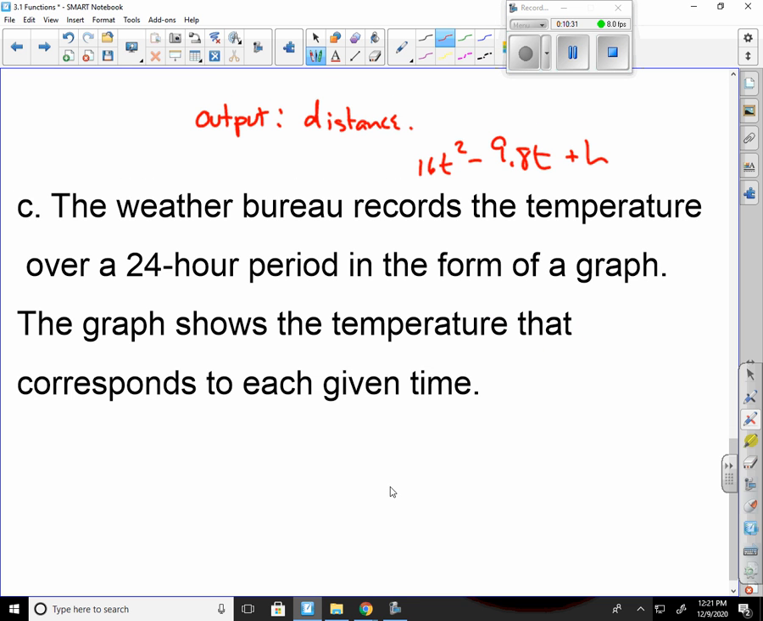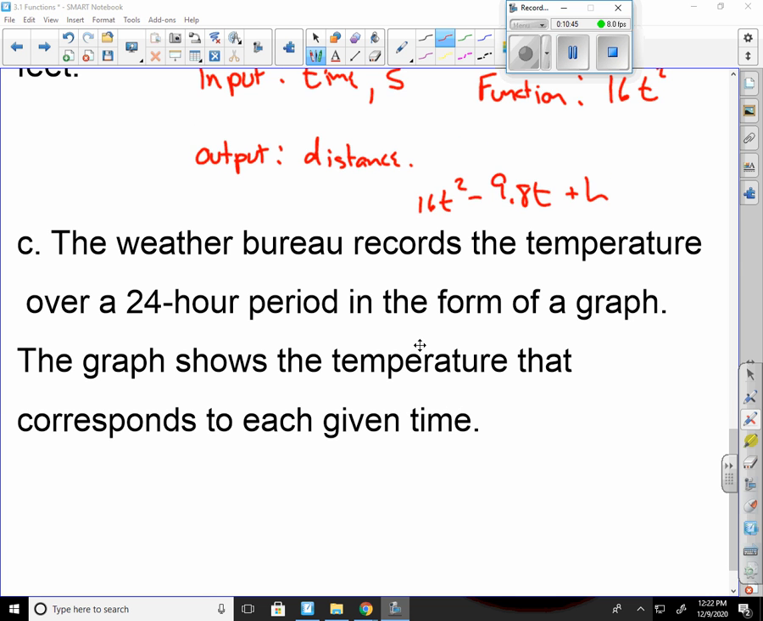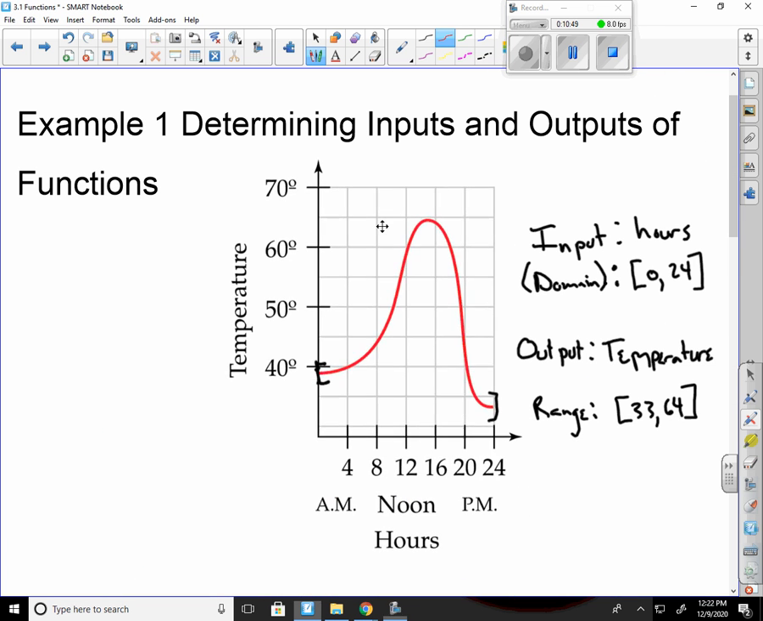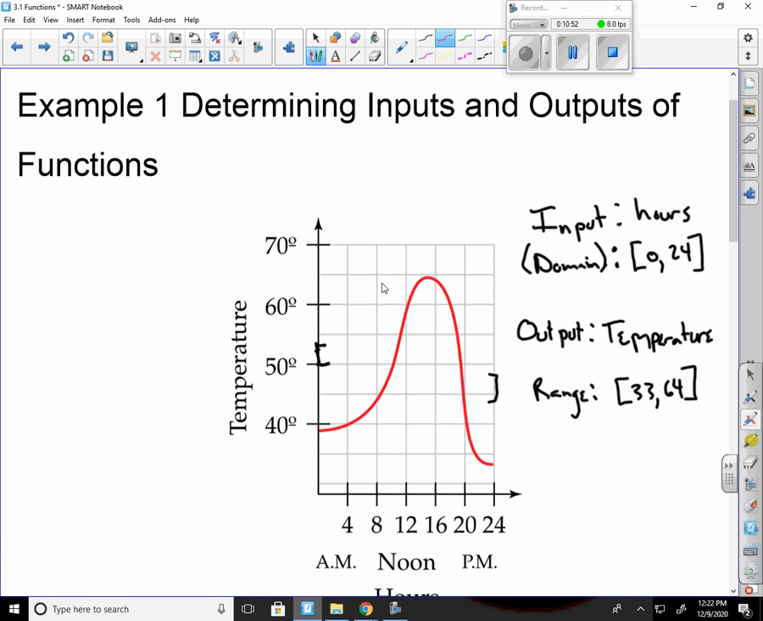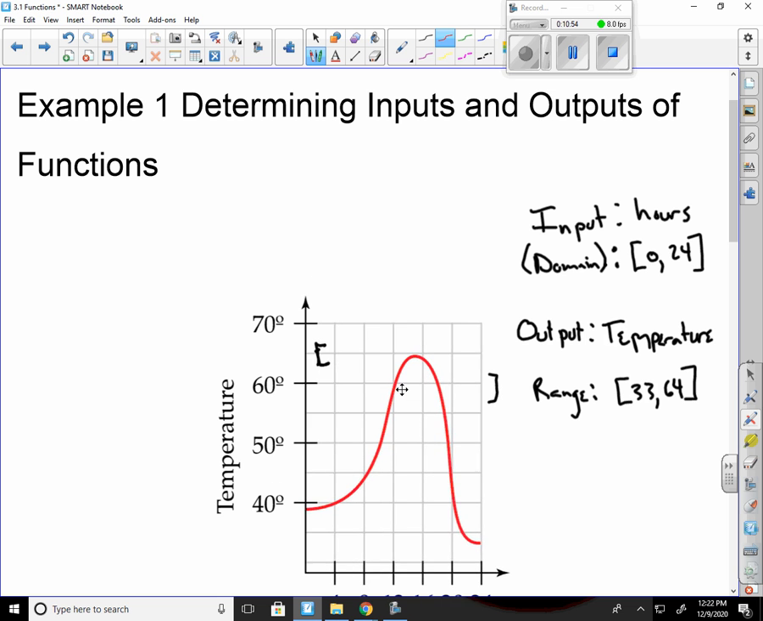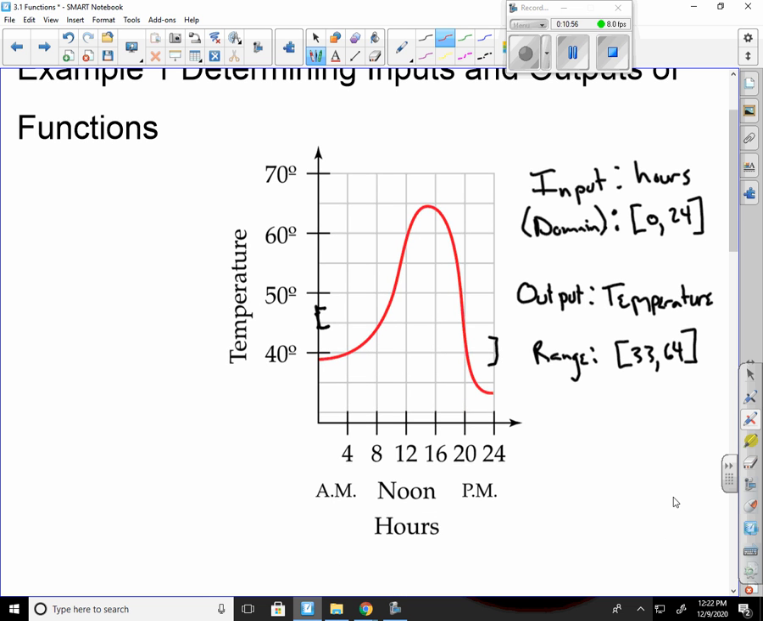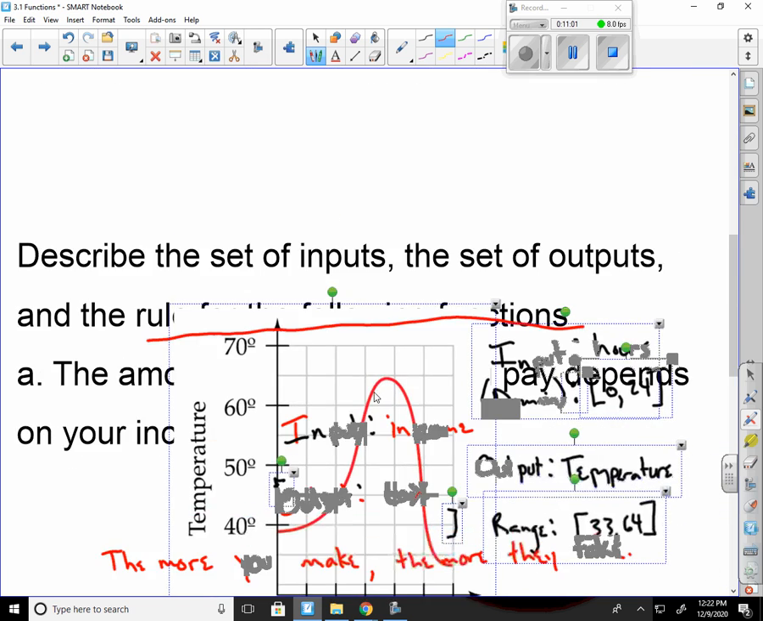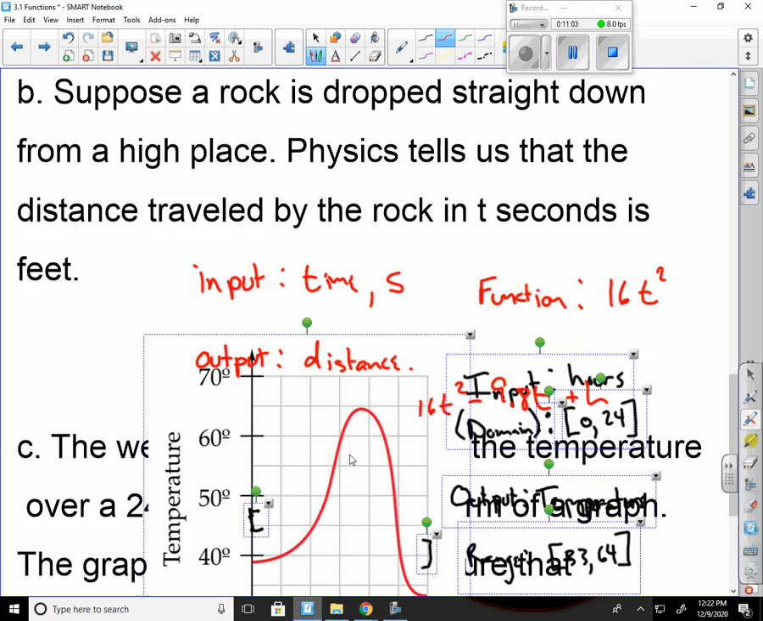All right, part C. The Weather Bureau records the temperature over a 24-hour period in the form of a graph. The graph shows the temperature that corresponds to each given time. We actually already did this one. This one was the graph that came from the top. So this graph goes with that question. I don't know why I put it up there, but I did.